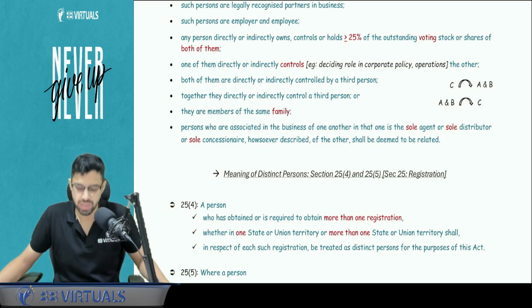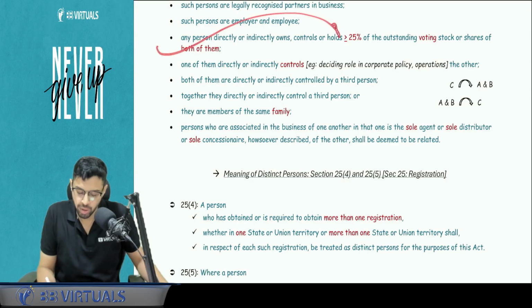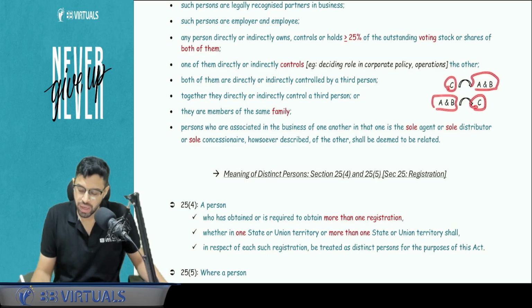Facts of the question need to be seen. So one of them directly or indirectly controls the other. This and this are very simple. C controls A and B, or A and B controls C. So A and B in both cases will be related to each other. Part of the same family. Family is very important to understand.